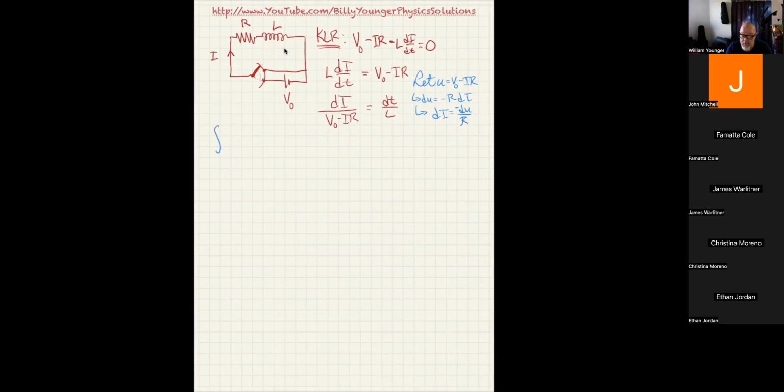So now I get the integral. Actually, I should probably go back to the red, even though I didn't care for writing in red. I just started it. So I've got the integral of du over u is equal to the integral of negative R dt over L. I'm going to integrate this from t equals 0 to sometime t.